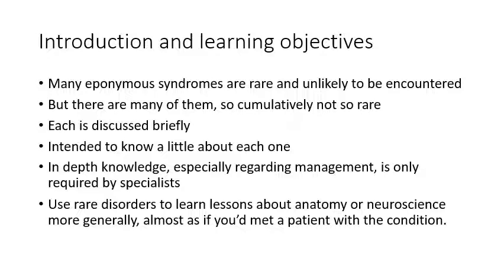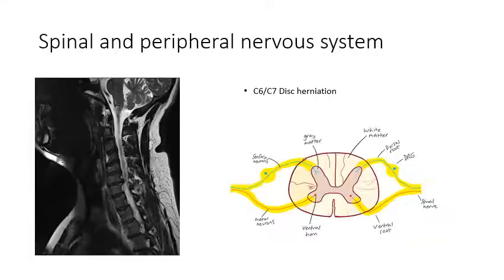Just a quick introduction into the topic again, for those of you that haven't watched the first part. To summarise, many eponymous syndromes are rare, and as a result they're very unlikely to be encountered by themselves in isolation, but cumulatively they're really not rare at all. And so you're very likely as a medical student or even a doctor to come across at least one of them at some point in your career. They're also very interesting, especially for those with an interest in neuroanatomy and the neurosciences, and that's why we're going to be covering them today.